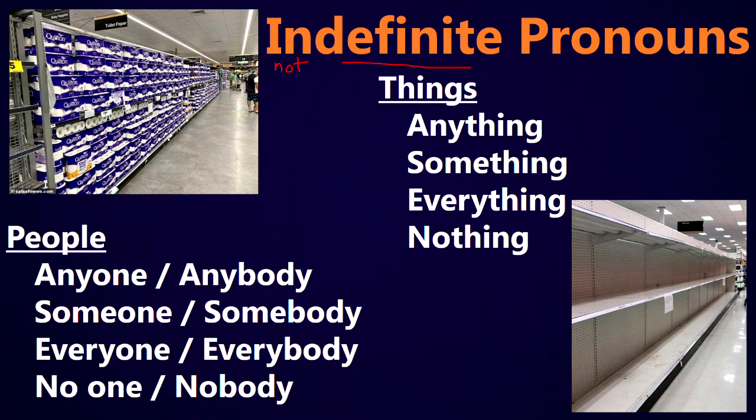The indefinite pronouns are anyone or anybody, someone or somebody, everyone or everybody, no one or nobody. And these are the same. If I say anyone or anybody, they're the exact same. All we're doing is we're changing one and body. They both mean a person. For things, we say anything, something, everything, or nothing.